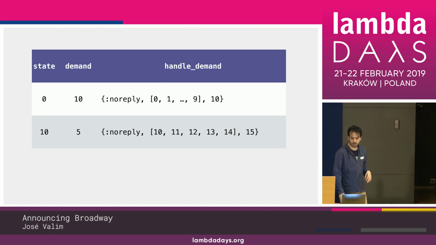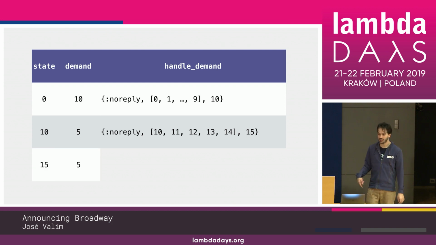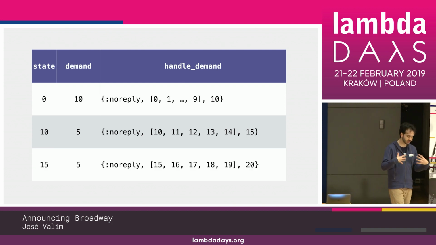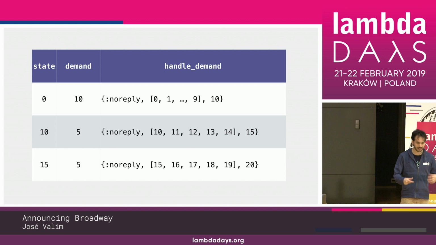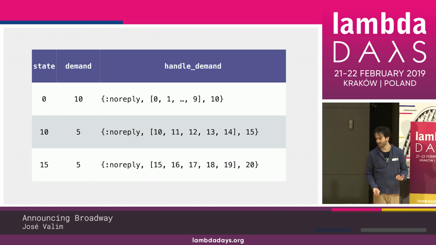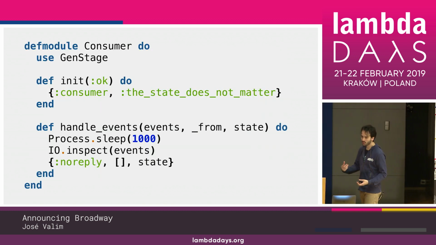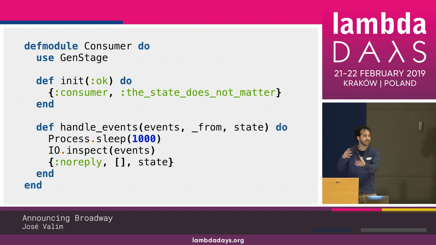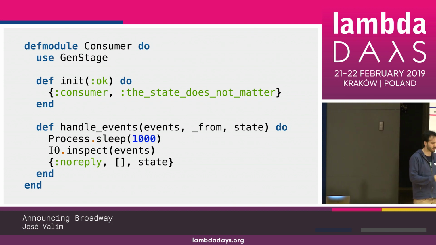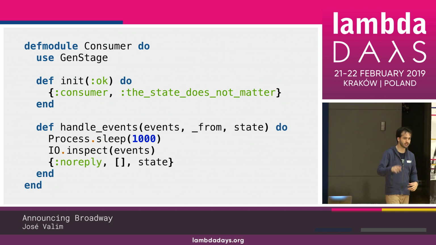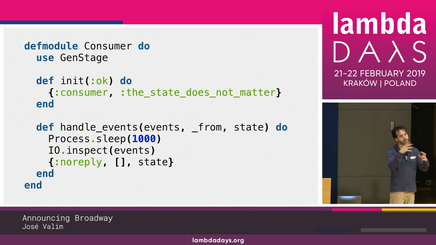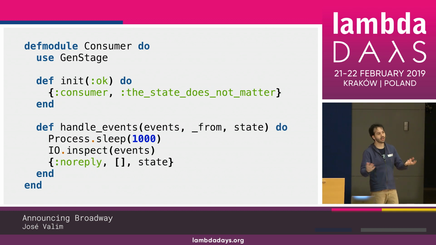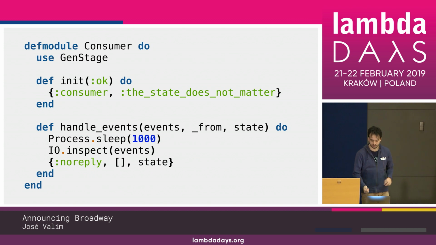And then the consumer is even simpler. What you do is that you say, hey, I want to define a consumer. It uses GenStage. I'm going to implement the init function. This init function says that I am a consumer, and I say that the state does not matter, so I just pass a random value. And instead of implementing handle demand, it has to implement handle events. And this implementation just sleeps for 1 second, prints all the events, and then moves forward.